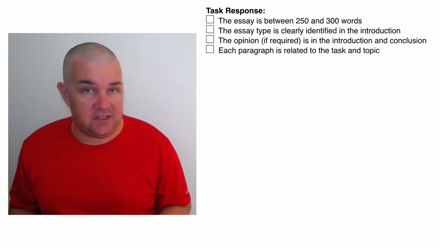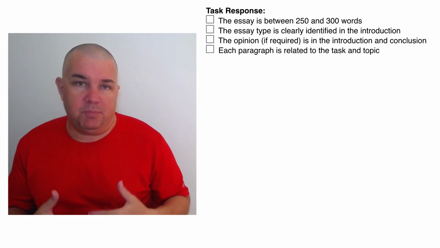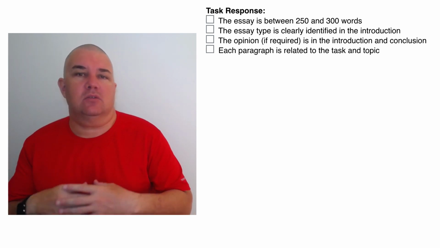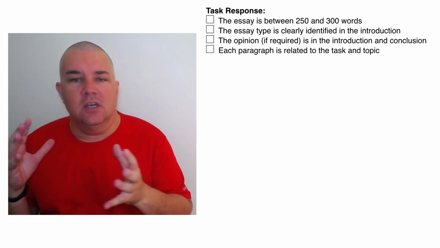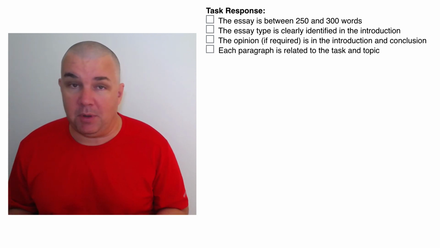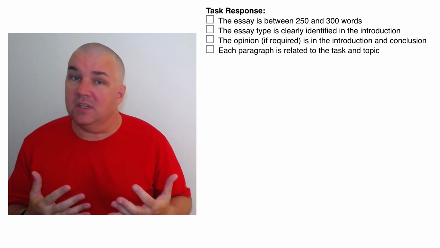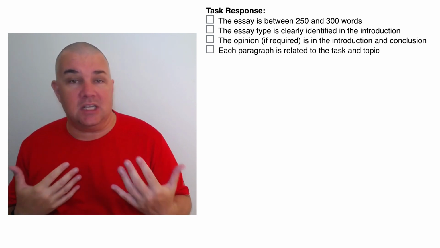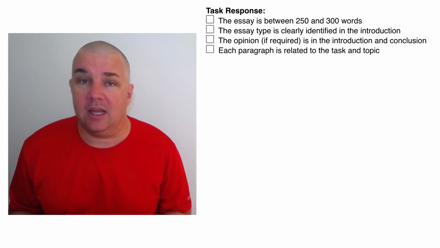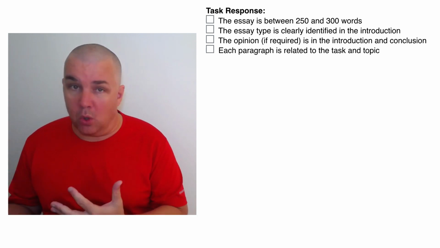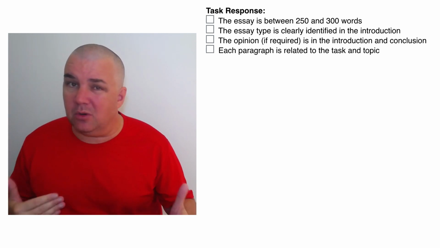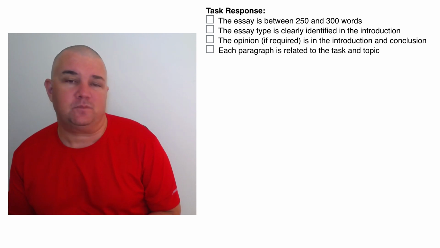Each paragraph is related to the task and topic. So the topic of the essay, if it's about public transport or if it's about studying overseas, needs to be mentioned in every paragraph, as well as the task type. So if it is a discussion essay, that needs to be clear, and there will be no opinion language. You need to do both. It needs to be clear throughout, not just in the introduction.